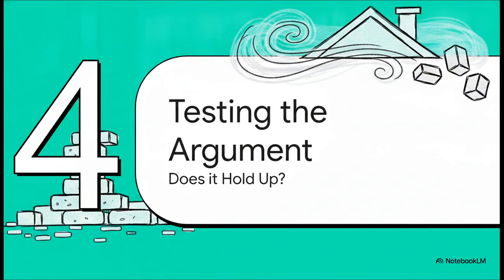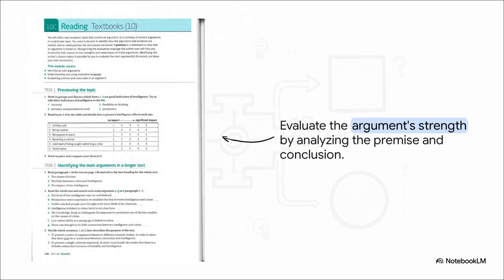Section 4. Testing the argument's strength. Does it hold up? Now, what's really interesting about this slide is how academic textbooks deliberately challenge students to identify weaknesses in argument structures. In this specific excerpt, you're asked to look at premises and conclusions regarding intelligence and crime, and immediately start hunting for flaws. Not all arguments are logical, right? Their overall strength relies entirely on the relationship between that specific premise and that specific conclusion.